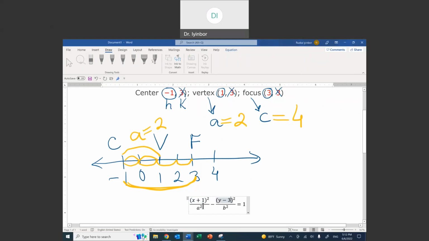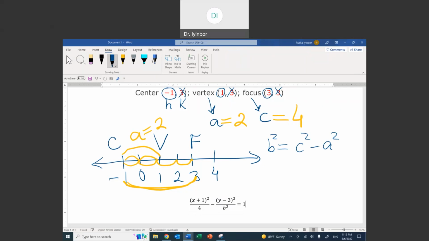Now, let's see what is in the bottom. A is 2. So in the bottom of the fraction, I'm going to put 2 squared, which is 4. Just put the number 4. And then I need to find B. I don't have B here. So I'm going to use the formula B squared equals C squared minus A squared. That's the formula for hyperbola. See, let me show you. So for hyperbola, you're going to use this formula.